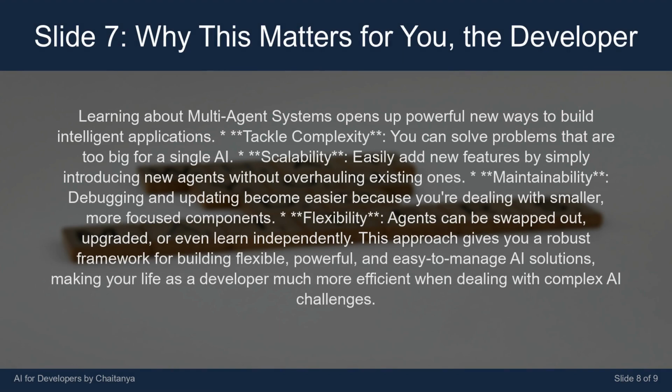Learning about multi-agent systems opens up powerful new ways to build intelligent applications. Tackle complexity. You can solve problems that are too big for a single AI. Scalability. Easily add new features by simply introducing new agents without overhauling existing ones. Maintainability. Debugging and updating become easier because you're dealing with smaller, more focused components. Flexibility. Agents can be swapped out, upgraded, or even learn independently.